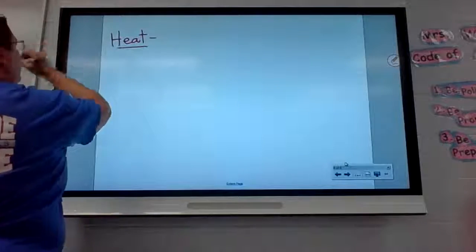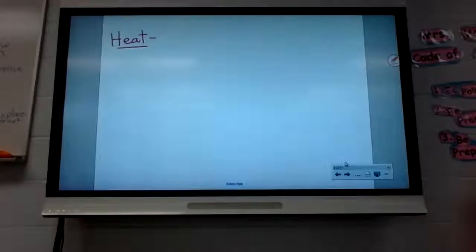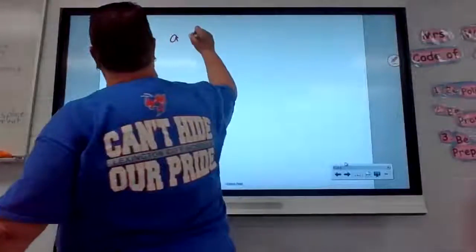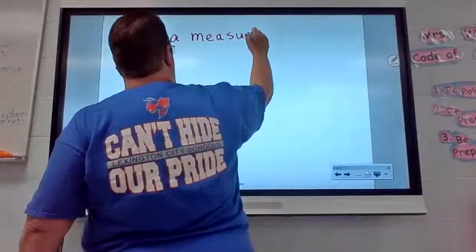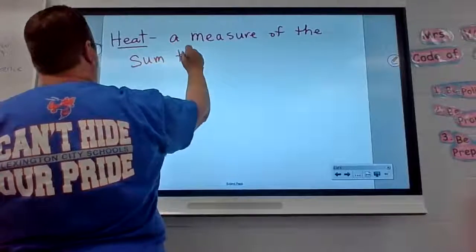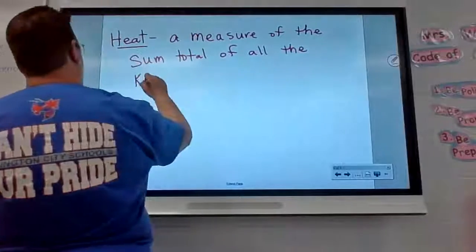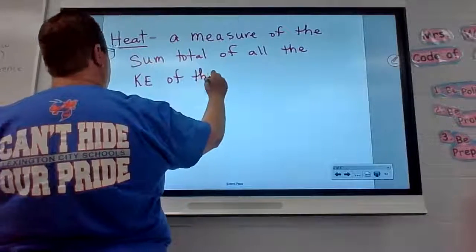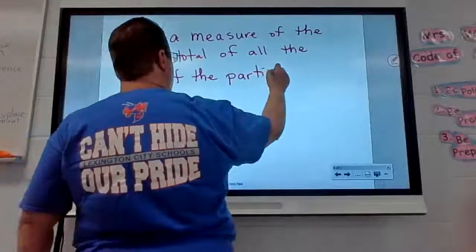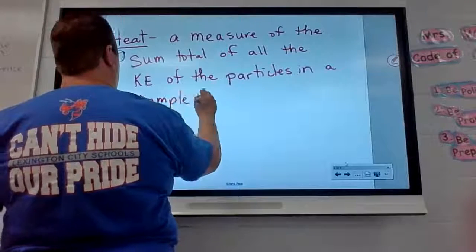All right. So what is heat? We have to change a couple words. Heat is a measure of the sum total of all the kinetic energy of the particles in a sample of matter.